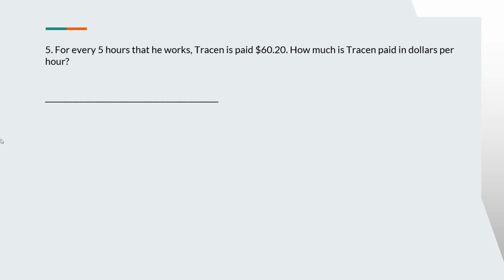Number 5 says, for every 5 hours he works, Trayson is paid $60.20. How much is he paid in dollars per hour? So we're looking at dollars per hour.